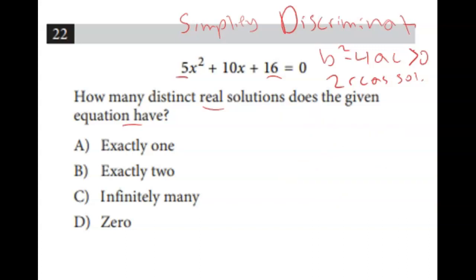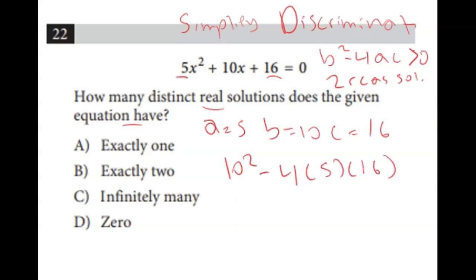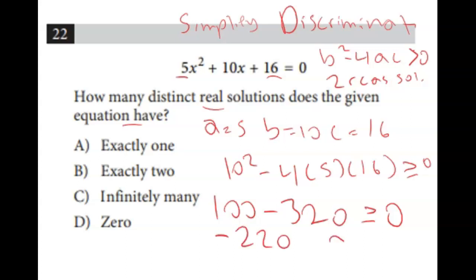So let's plug it into our equation. We know A equals 5, B equals 10, C equals 16. So we have B squared, so 10 squared minus 4AC. Then is it greater than or equal to 0? Well, if we get 100 minus 4 times 5 times 16, we're going to get 320 compared to 0. But actually, what we get is negative 220. Well, what is that compared to zero? It's actually less than zero. So keeping that in mind, now we have imaginary solutions. So we're going to have zero real solutions. So that means D is the correct answer.